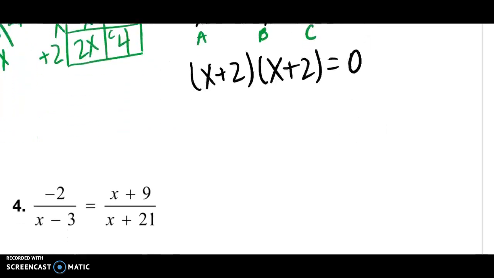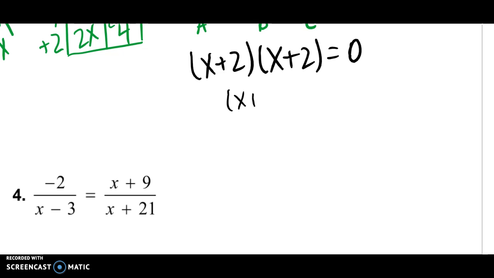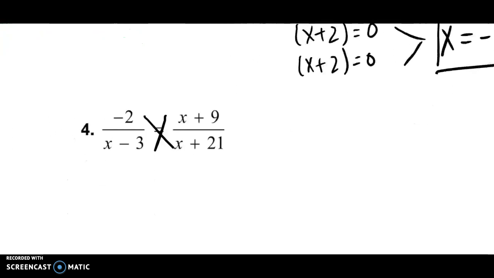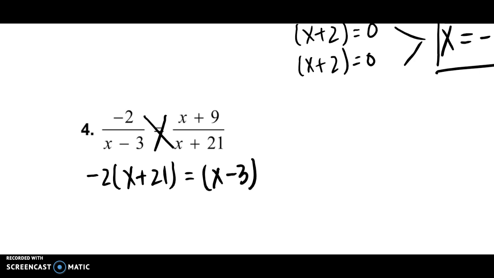So when we're solving for 0, we're going to have x plus 2 equals 0, and x plus 2 equals 0. For both of these, we're going to get x equals negative 2. That's our answer. Now let's do number 4. Once again, we're going to cross multiply. And then here, we get negative 2 times x plus 21 equals x minus 3, x plus 9.